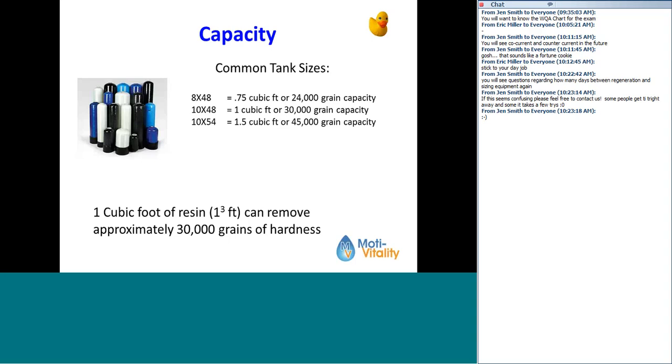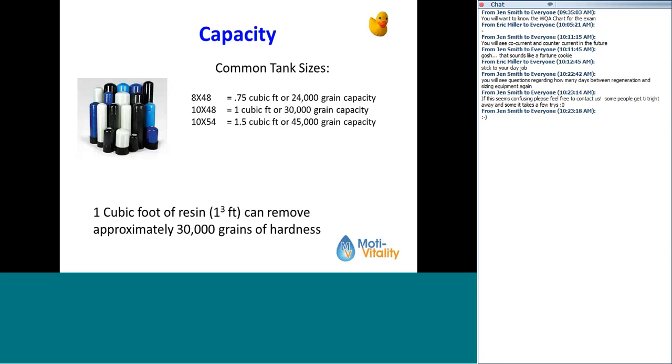But my point is that when you go to the store and you're shopping for softeners, or you have your competitors out there and they say, well, ours is a 32,000 grain unit. And then the other guy says, well, ours is a 33,500 grain unit. And then the other one says, well, ours is a 36,000 grain unit. Well, they may actually put a tiny little bit more resin in there, but the reality is it's probably a cubic foot. I mean, you go by the industry standards here.